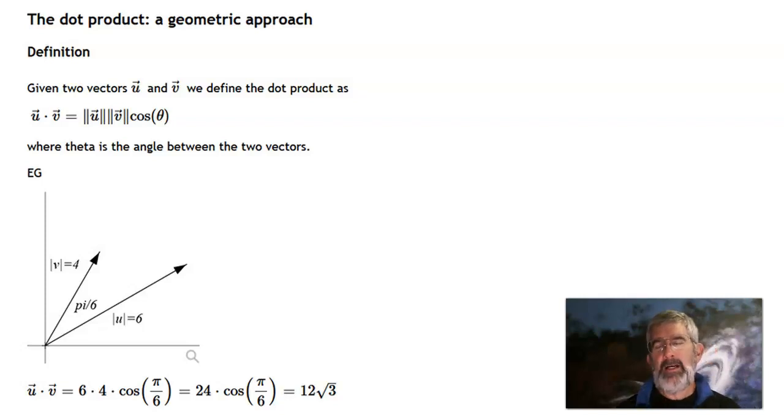We call it a product, the dot product, because it's going to have properties that are like a product, distributive property, things like that. However, it does not produce another vector. It produces a number. Okay.